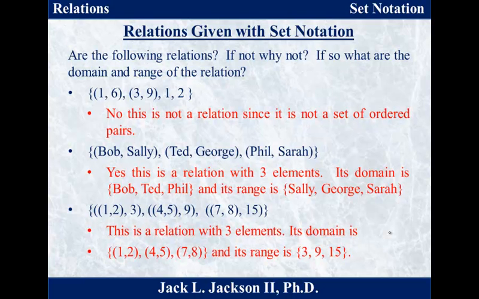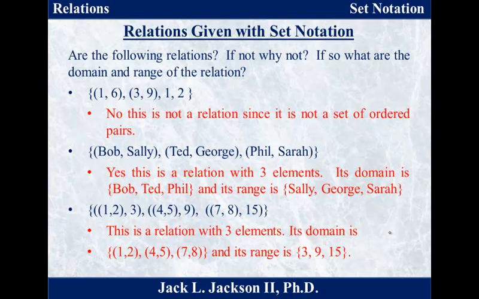So this is a set of ordered pairs. So it's a relation that has three elements, three ordered pairs, and its domain is a set of first coordinates. Well, the first coordinates themselves are ordered pairs. So the domain is the set containing the ordered pairs 1, 2, 4, 5, and 7, 8. And its range is a set of all the second coordinates, which are the set containing 3, 9, and 15.